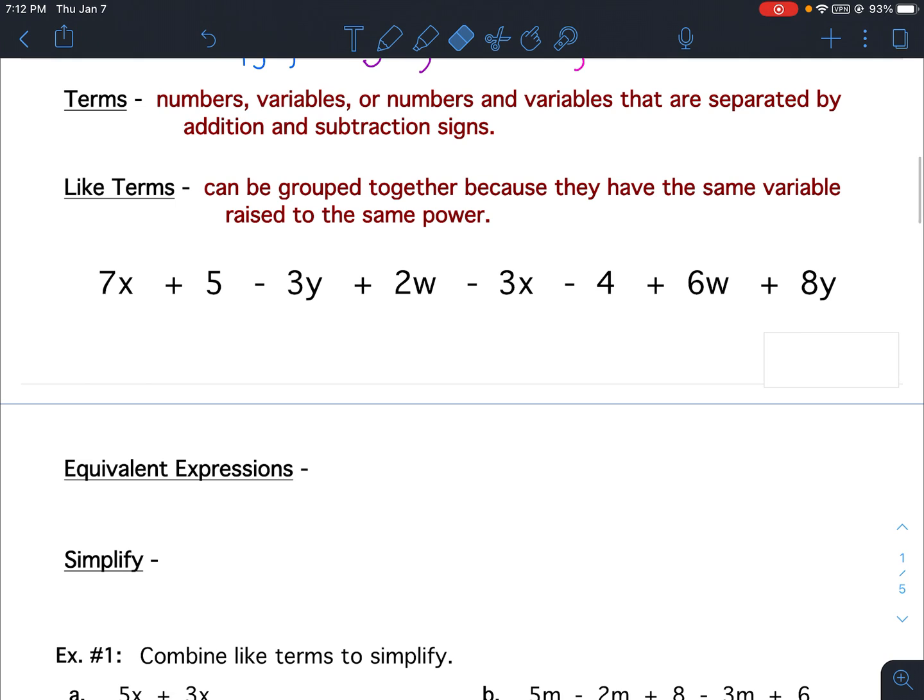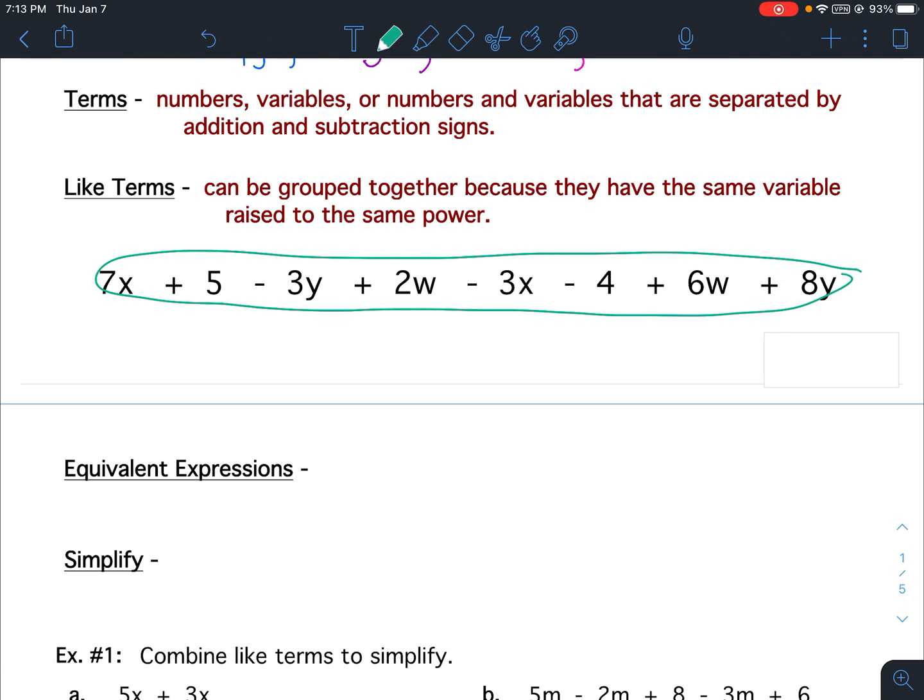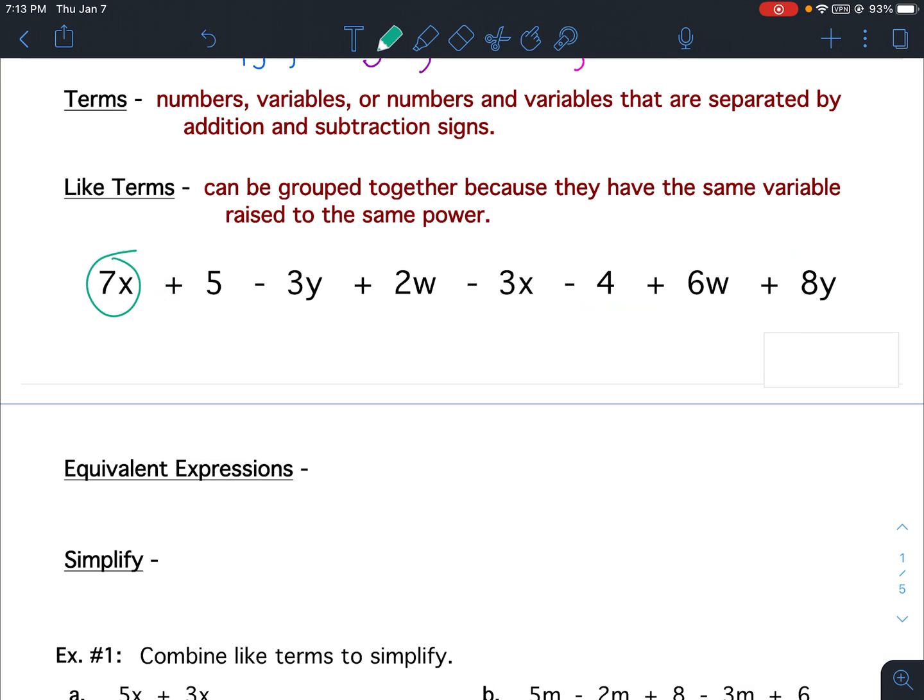Go ahead, pause your video, and write down those 2 definitions. Okay, so terms are numbers, variables, or numbers and variables that are separated by addition and subtraction signs. So just the letter x, that is a term. The number 1 is a term. Down here are a bunch of terms that are each separated by addition and subtraction signs. So 7x is a term, positive 5 is a term, negative 3y is a term, and so forth.